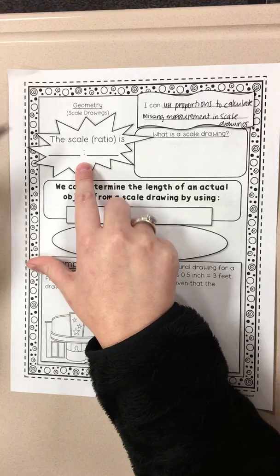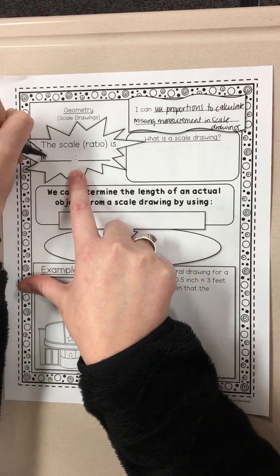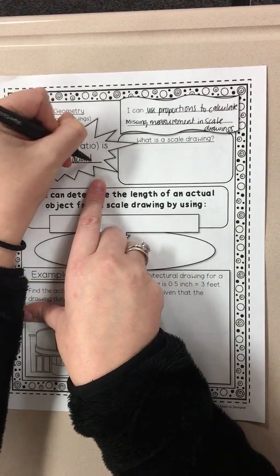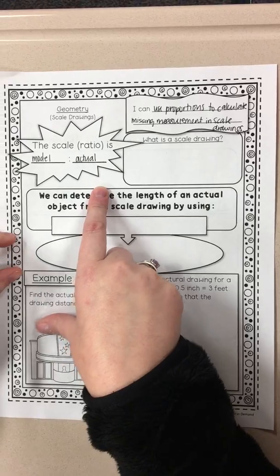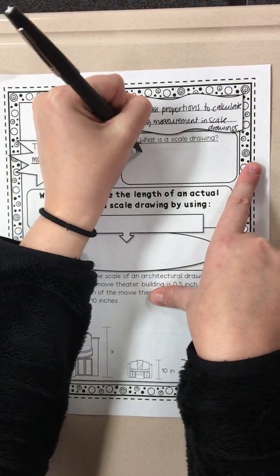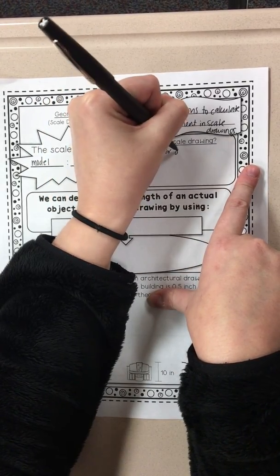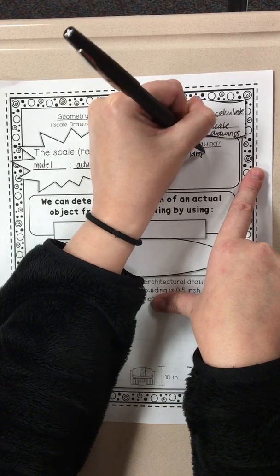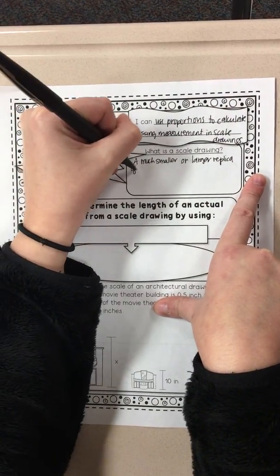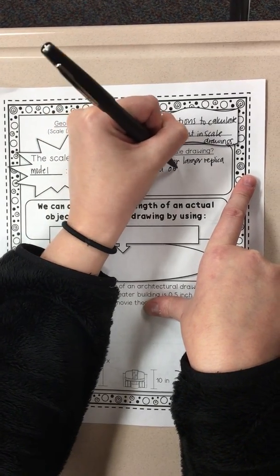Okay, so when we write a ratio for a scale, we do the model to the actual. Okay, so a scale drawing is a much smaller or larger replica of an actual object.